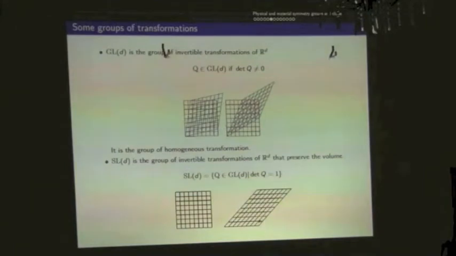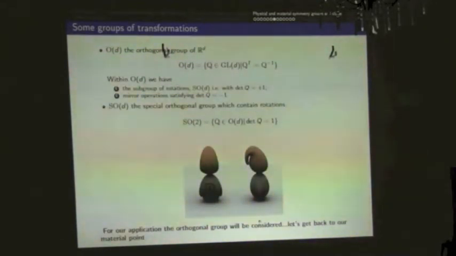Because for us the symmetry is not to deform the matter and to see at the end if we obtain the same thing. For us it will be today more about rotations and mirrors, all the transformations that do not deform the matter. So there are two groups, in fact one big group and one subgroup as usual, of transformations that preserve the distance.